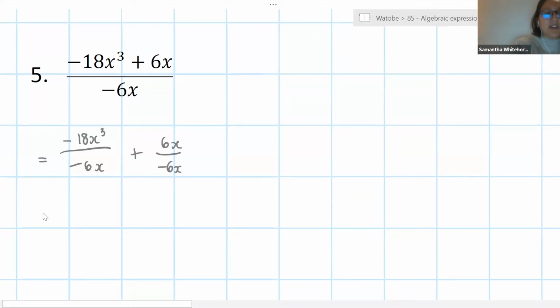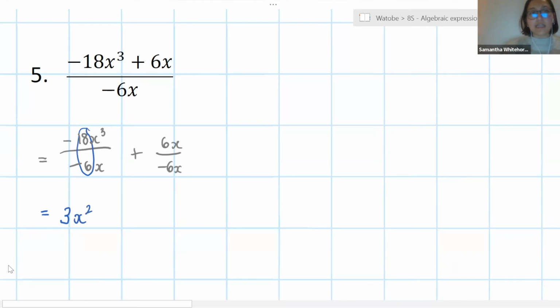So negative divided by negative is positive. You don't have to write the positive there, but just remember it is going to be positive. Then we go on to the numbers. 18 divided by 6 is 3. And then x cubed divided by x, however you choose to do it, cross-canceling, subtracting the exponents, whatever you want, you should get an x squared.